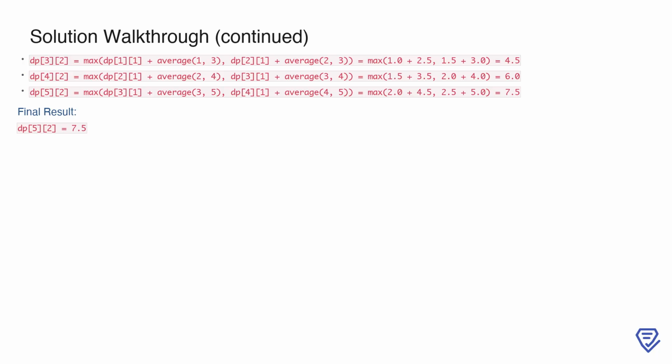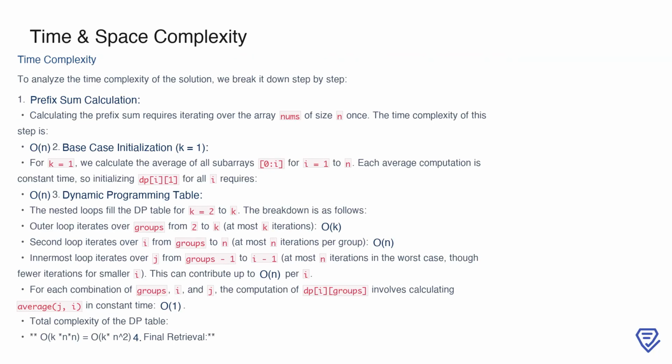To analyze the time complexity of the solution, we start by breaking it into distinct steps. First, calculating the prefix sum involves a single pass through the array nums, which has a size of n. This step is linear, with a time complexity of O(n). Next, we initialize the base case for k equals 1, where the average of all subarrays 0 to i is computed for i from 1 to n. Since each average computation takes constant time, initializing dp[i][1] for all i also has a time complexity of O(n).